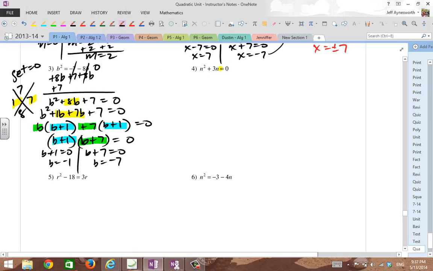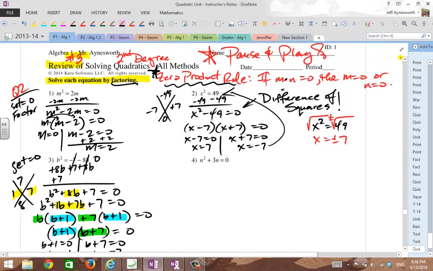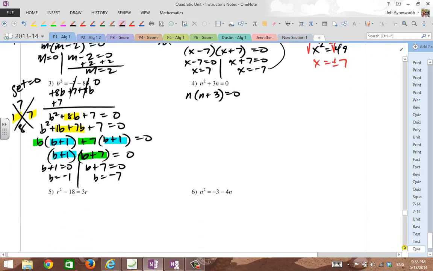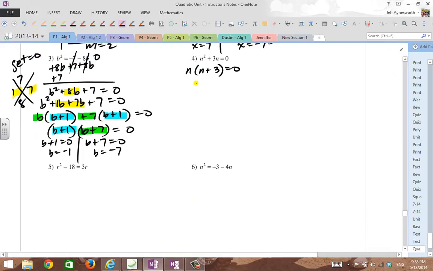Now, number 4, it's just like here, number 1. It has a GCF here, so we want to factor it out. So let's factor it out here. N times n is n squared, and n times 3 is 3n. Set each equal to 0 and solve. It's the same process every single time. Once you have a 0 product, you set each factor equal to 0 and solve. Let me write that down. So set each factor equal to 0 and solve.